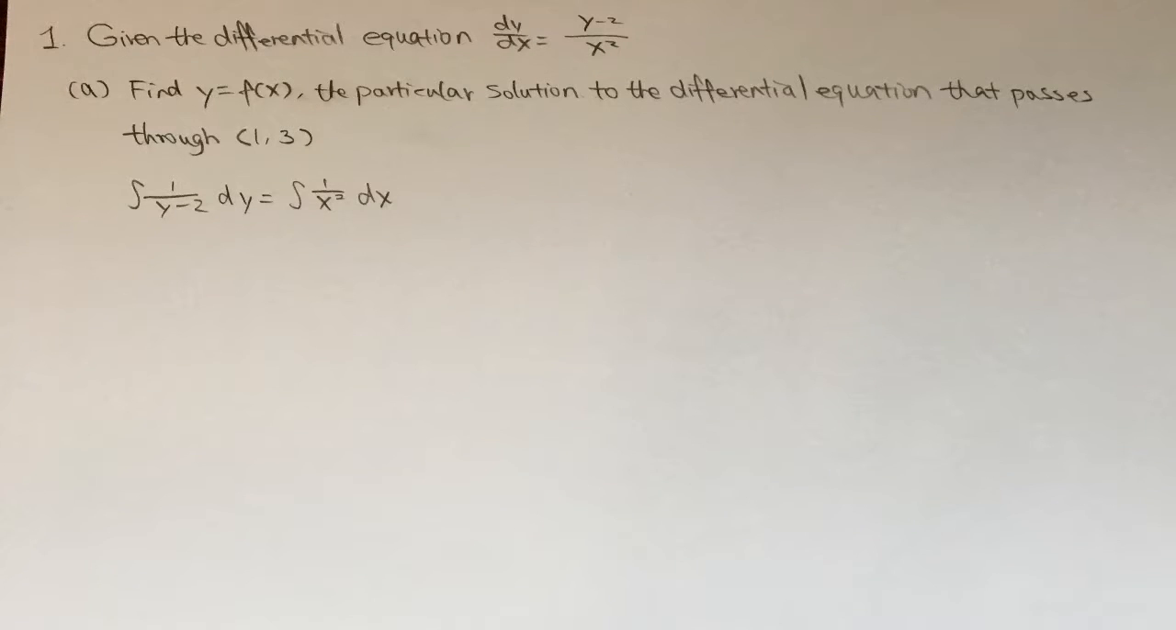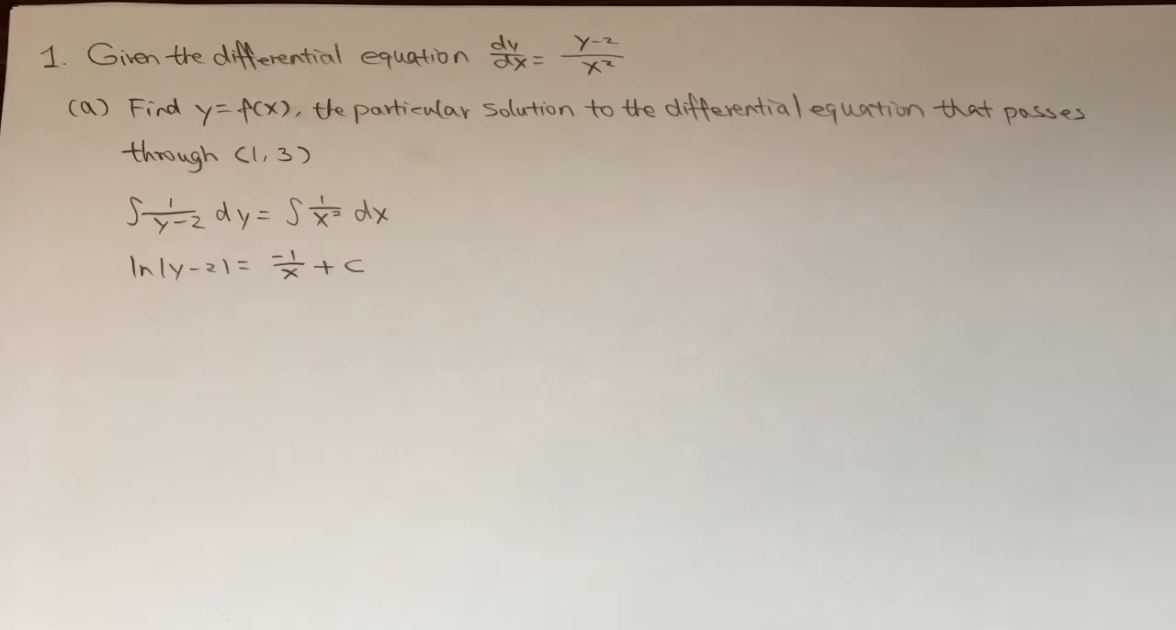We're going to do separation of variables and then integrate both sides. As you can see here, I moved y - 2 to the left side, so it becomes 1/(y - 2), and then I multiply both sides by dx. Next, you're going to integrate both sides. The antiderivative for 1/(y - 2) is the natural log of the absolute value of y - 2. The antiderivative for x^(-2) is -1/x.